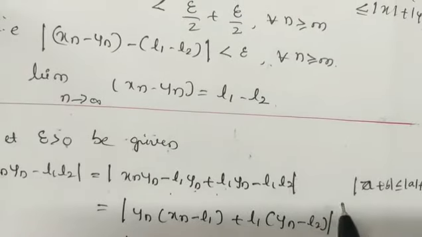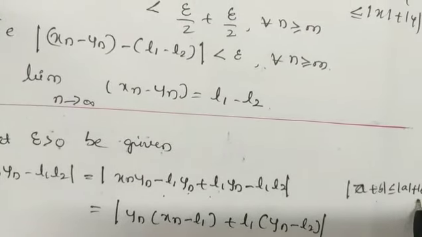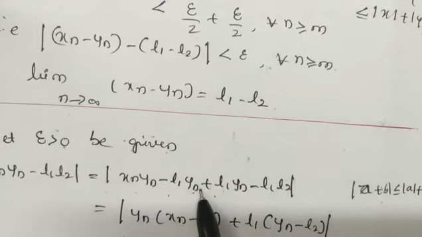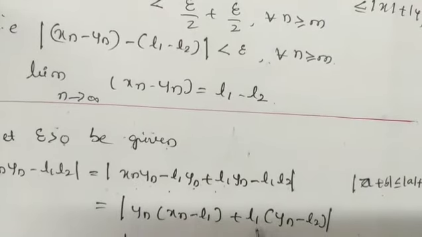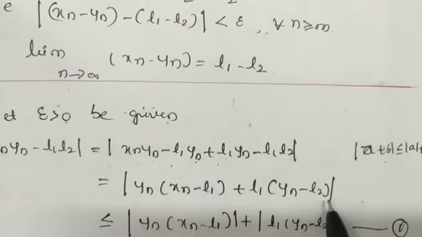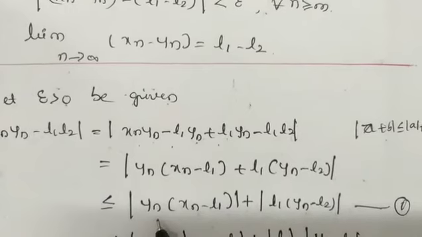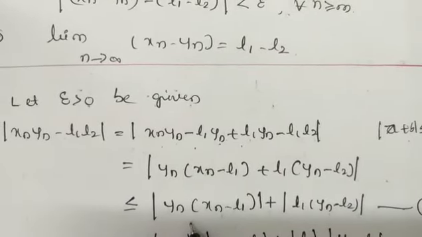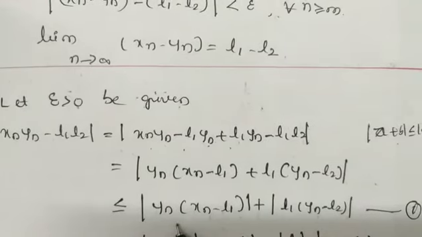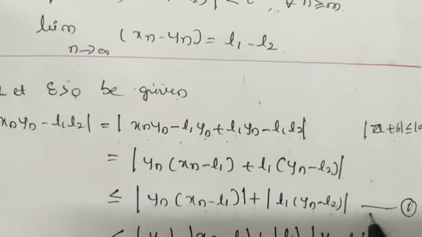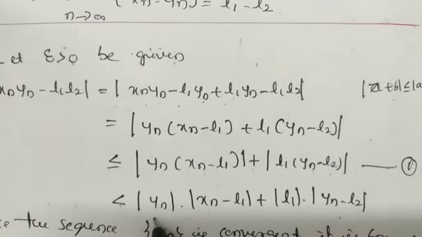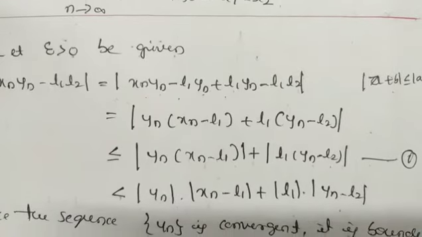Now again you know mod a plus b is always less than or equal to mod a plus mod b. So first you take yn common, then it is xn minus L1, plus in these two L1 common, it is yn minus L2. And if you apply mod a plus b is less than or equal to mod a plus mod b, it is less than or equal to mod yn into mod xn minus L1 plus mod L1 into mod yn minus L2. Take this one as equation number 1. You take mod yn outside and mod L1 also outside and write the remaining terms.